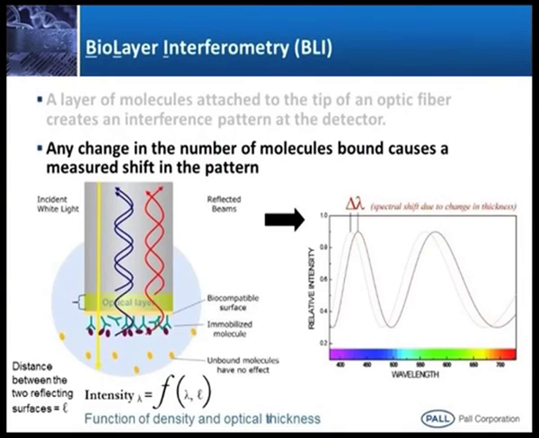Suppose I take the same sensor and dip it into the corresponding binding partner. I am giving an example. Here I am coating a sensor with a Protein A matrix. Protein A has a strong interaction with a monoclonal antibody. Okay.